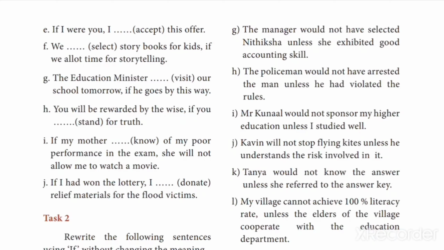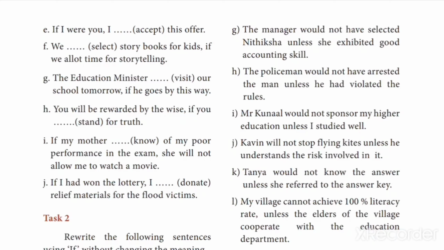Coming to the next sentence, I. If my mother dash know of my poor performance in the exam, she will not allow me to watch a movie. Here the main clause is given, and we find the verb will not allow, future simple. So the if clause must be in present simple because it's first conditional. So the answer is, if my mother knows, combination of does plus know, that is present simple here. If my mother knows of my poor performance in the exam, she will not allow me to watch a movie.